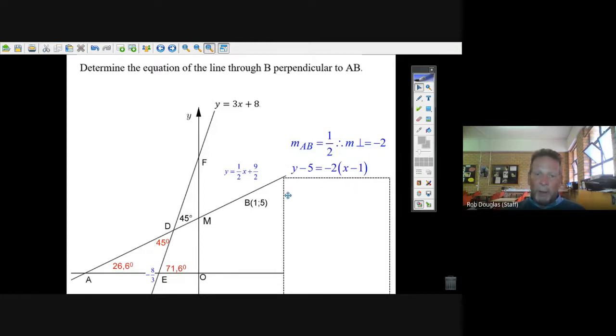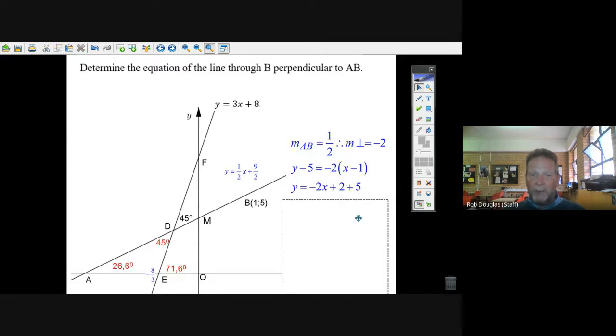Well, there's your point. x is 1, y is 5. We just use that gradient point formula for finding the equation of a line, and there's our answer. Minus 2x, that'll make it plus 2, plus 5. The answer is minus 2x plus 5. There's -2 times -1 is plus 2. You add 5 to both sides. 2 plus 5 is 7.